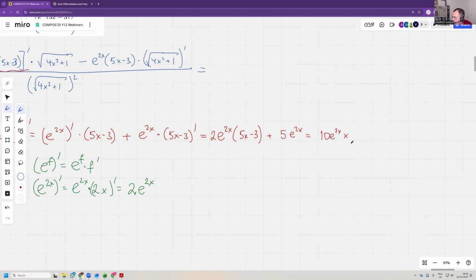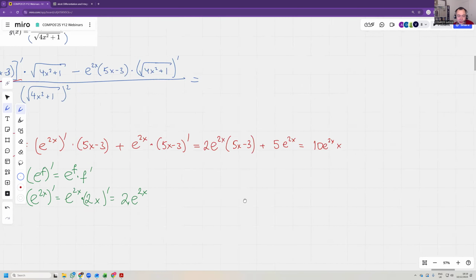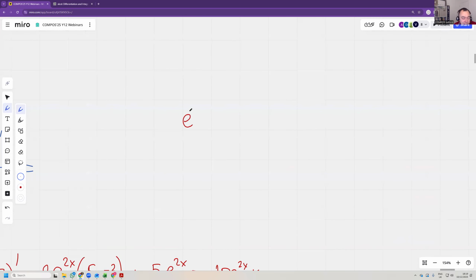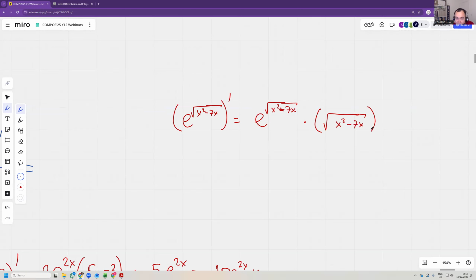If the power is not x, is it guaranteed to use the chain rule instead of the basic rules? Well, use the chain rule. Look, I'll say a few words about the chain rule. But yes, you can always use it. For example, e to the power square root of x squared minus 7x: whatever that is, it will always be e to the power square root of x squared minus 7x multiplied by the derivative of whatever that is in the power. That's the idea.